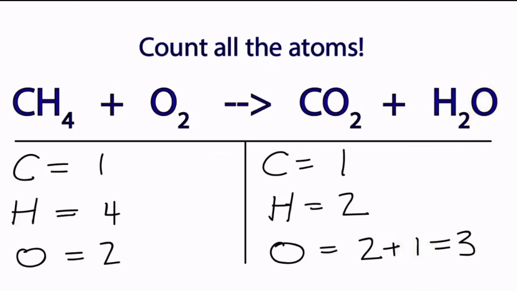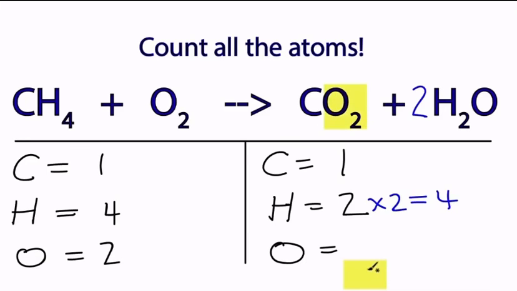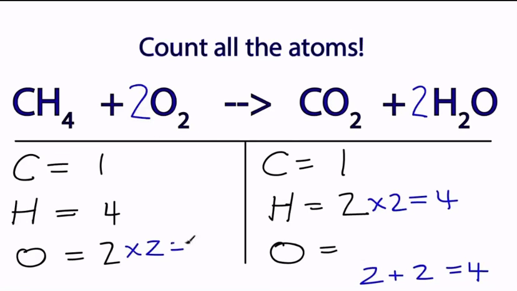I'll start by balancing the hydrogens. If I put a 2 in front of this hydrogen, 2 times 2, that'll give me 4, and that'll fix the hydrogens. But now I have 2 oxygens plus 2 times 1, 2 oxygens. That gives me a total of 4 oxygens. But that's good, because now if I put a 2 right here and change this coefficient, 2 times 2 equals 4, and now everything is balanced.